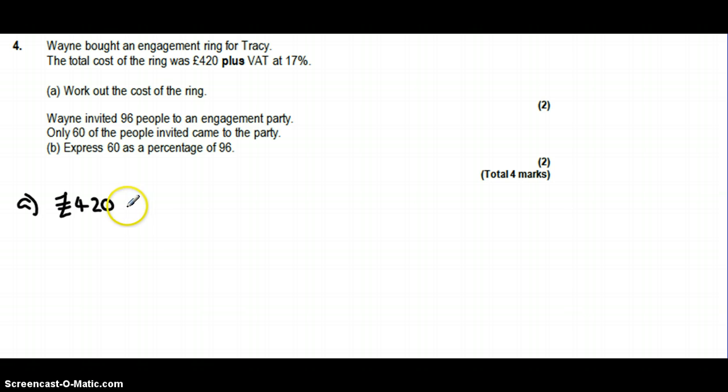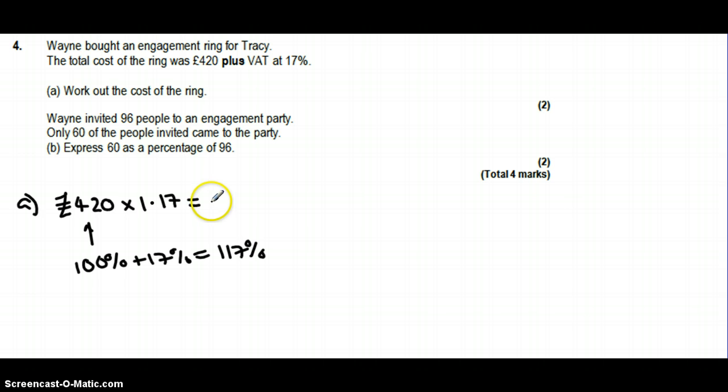So that's a 17% increase. This £420 is our original 100%, and we want to add on a further 17%. To do that, we're going to multiply by a decimal multiplier. So if we want to end up with an extra 17%, then we want to find out essentially what 117% is. And the easiest way to do that is convert 117% into a decimal multiplier and do that calculation there. If we carry out that calculation, we're going to get £491.40.